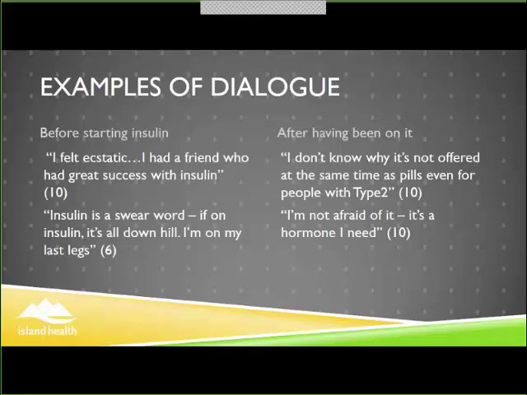The other one, this is a client, or a participant, that's the right word, who actually came to the Jubilee. And I remember hearing the conversation. "Insulin is a swear word. If on insulin it's all downhill, I'm on my last leg." So that was a perspective of a client. I actually rated that a 6 out of 10. I would have given that a lower number if that was my perspective. But when that person came back: "I'm not afraid of it. It's a hormone I need." A huge shift in perspective. That's just some examples there.